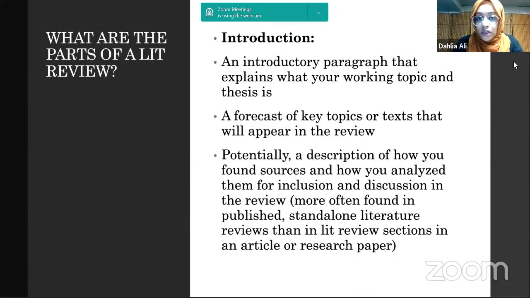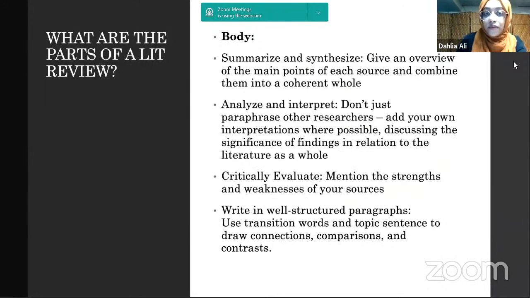Introduction: a paragraph explaining what's important about this topic and trying to catch the reader's eye. It's a forecast of key topics or texts that will appear in the review. It can potentially describe how you found sources and how you analyzed them for inclusion and discussion in the review. And then we have the body.